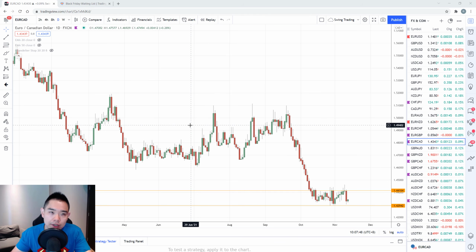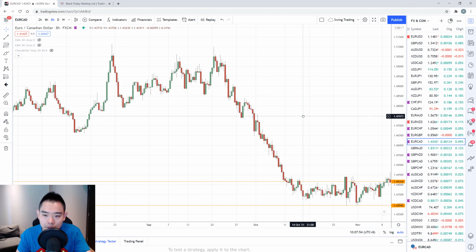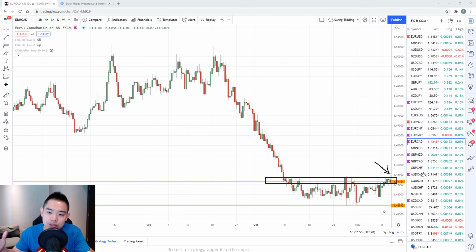So on the 8-hour time frame, this is what I saw. I noticed that the price is at this area of resistance, this area of value, and then it formed this bearish price rejection, otherwise known as a shooting star. So this pretty much meets the criteria of my trading setup.